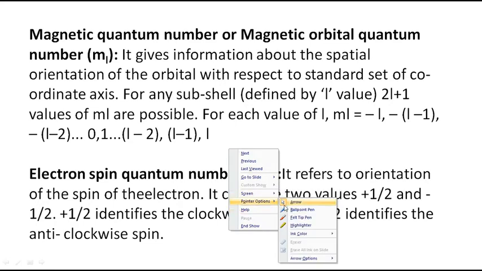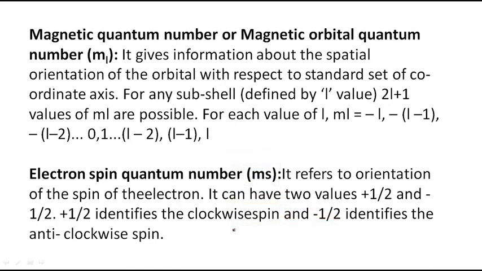Usually if an orbital can accommodate 2 electrons, I denote it like this: one with the upward arrow and one with the downward arrow. Upward arrow means it has the clockwise spin. Downward arrow means it has the anti-clockwise spin. And the value for this is plus half, for this minus half.